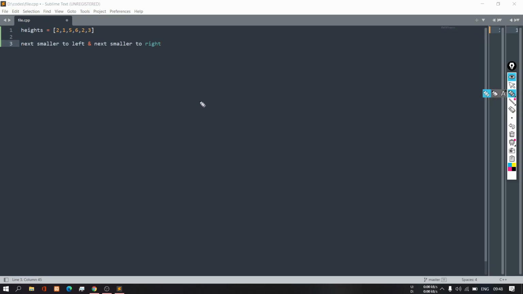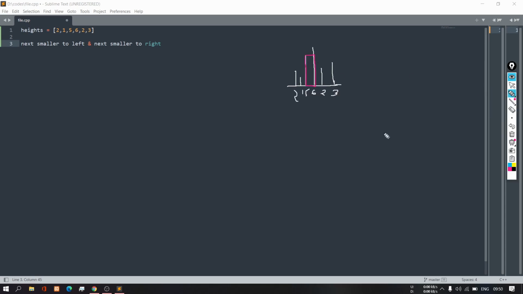So my first bar is of height 2, then height 1, then 5, then 6. Then it is again 2, and the final one is 3. If you see carefully, our final answer is this bar, which comes out to be 10.